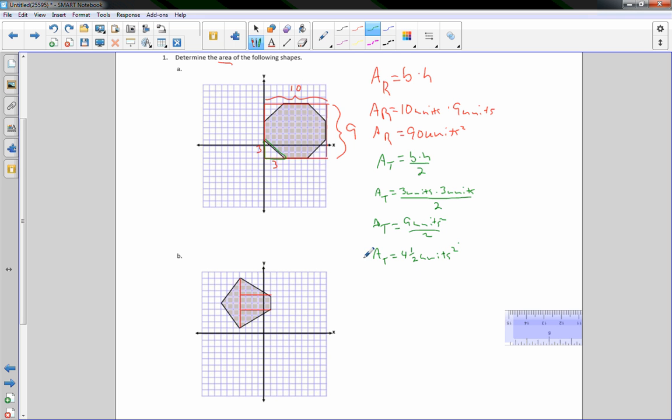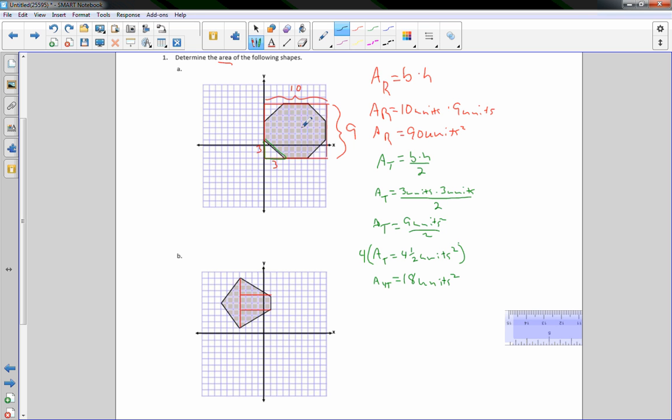I have 4 of them. So when I multiply this by 4, it's going to be the area of 4 triangles. I'll just call this the area of the 4 triangles equals 4 times 4 1/2. 4 times 4 is 16, 4 times a half is 2, and 16 plus 2 is 18 units squared.